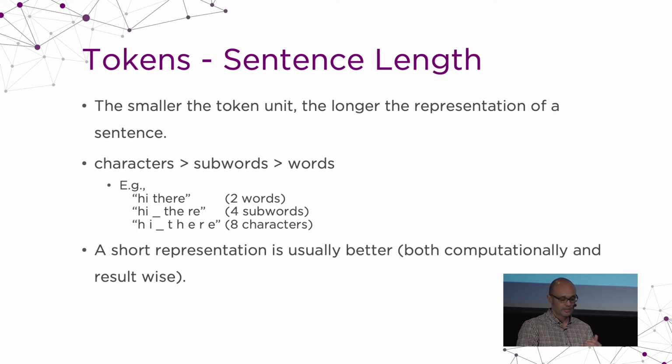If we start with words, you see that I need only 2 words to represent the sentence "Hi there." If I go with characters, now I need 8 characters. So you see how characters lead to a much longer sequence. Again, subwords are somewhere in between; that will depend on the algorithm I use to create these subwords. As I mentioned before, a short representation is usually better, both computationally and result-wise. So at this point, we have a conflict, because here, words are a better solution.